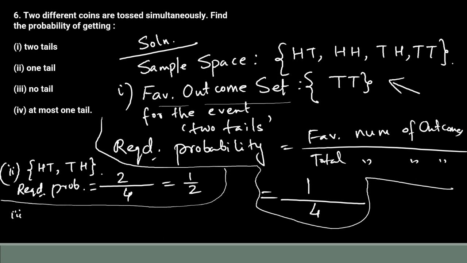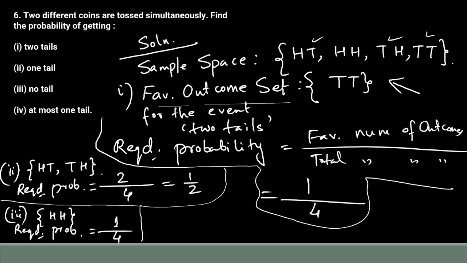For number 3, what is the favorable outcome set? No tail. So it can be only head, head. That's the only solution. The other ones are head tail, tail head, tail tail. At least one tail is there, right? So the required probability in this problem: favorable number of outcomes is 1, total number of outcomes is 4. Answer is 1 by 4.